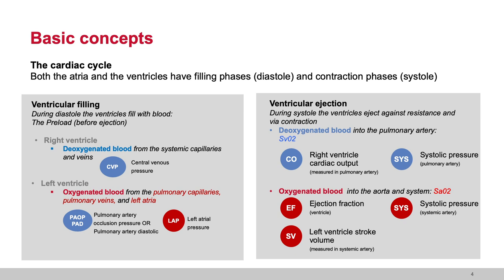And ventricular ejection, again, lots of similarities. During systole, ventricles eject against resistance via contraction and move that blood flow down the line. That deoxygenated blood is ejected from the right ventricle into the pulmonary artery to get it to the alveolar capillary interface to promote reoxygenation. And we measure the right ventricular ejection in the pulmonary artery as systolic pressure. We also evaluate the right ventricular cardiac output, which remember is measured as temperature change over time and is generated with a thermal dilution pulmonary arterial catheter.